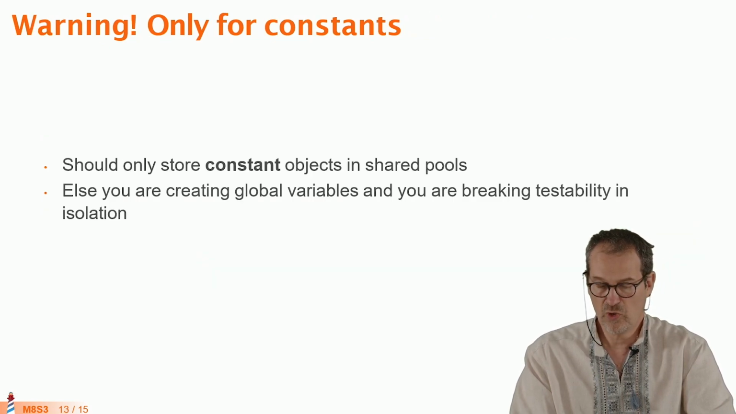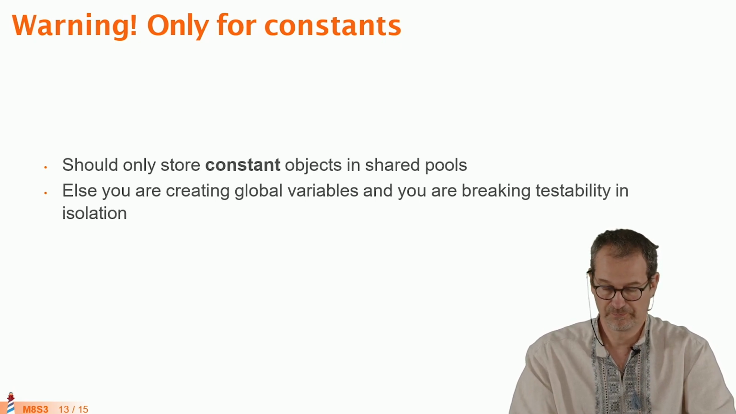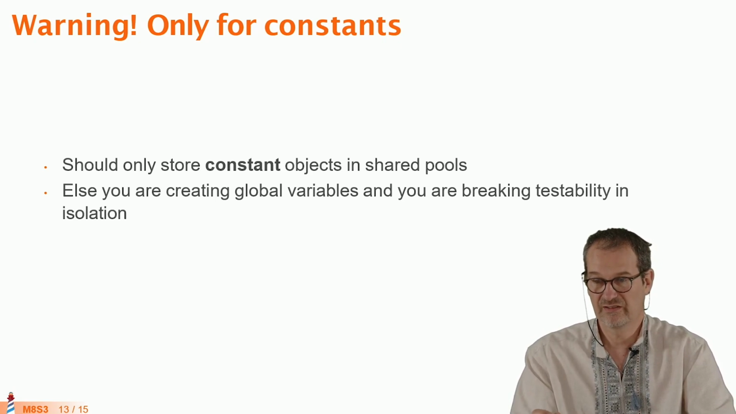I have one warning, and I'm not sure that I stressed it enough in the shared variable lecture. Only put constant objects in shared pools. You can put objects that are changing, but you should always consider that if you change the value in a shared pool or in a shared variable, it will impact all the objects that are using them. They are shared, so a change impacts everybody. So in general, we expect shared variables to be constant.